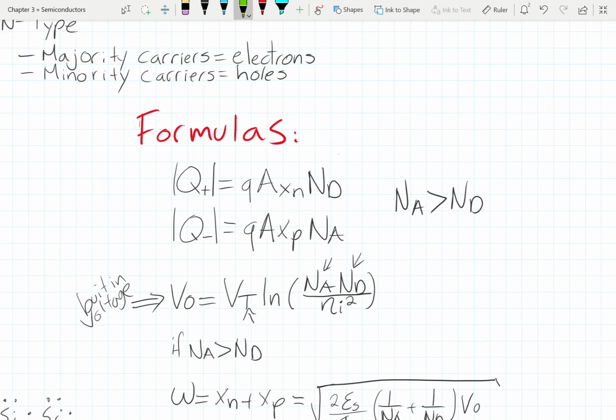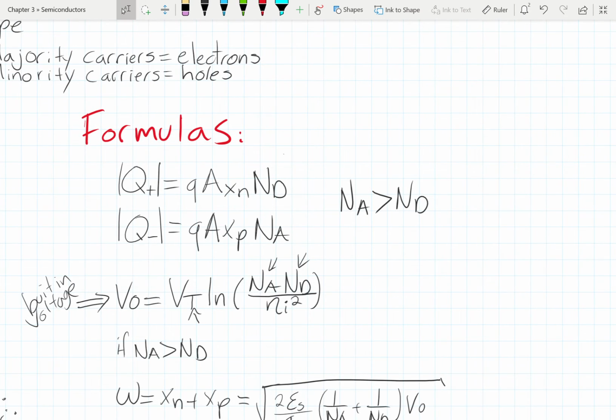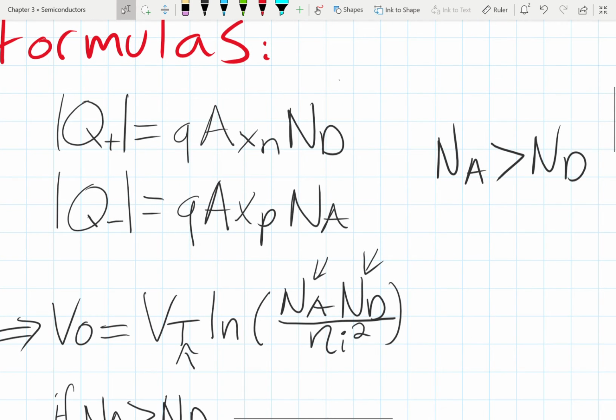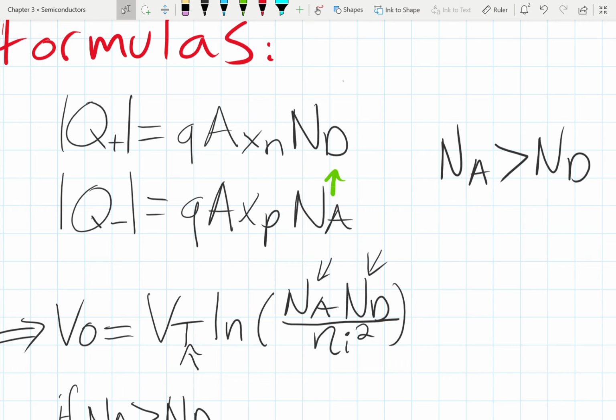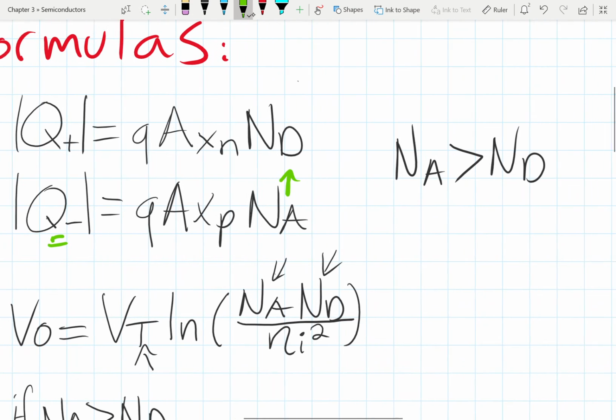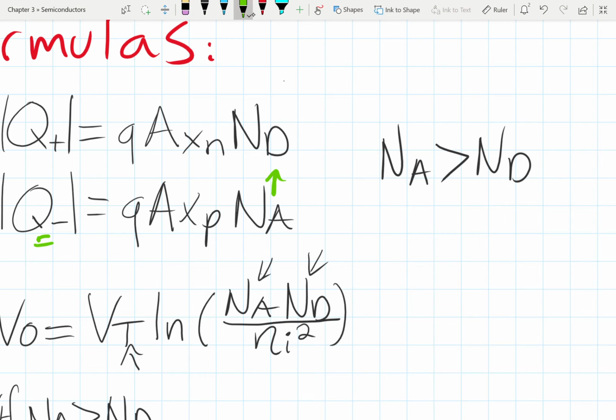So in that case, we're going to keep focusing on these formulas. If you're increasing the number of acceptors, but you're keeping the charge equal, so this charge is not going to change, but you're increasing this concentration of acceptors, what's going to happen is that you're going to decrease the width of the depletion region on the p side.